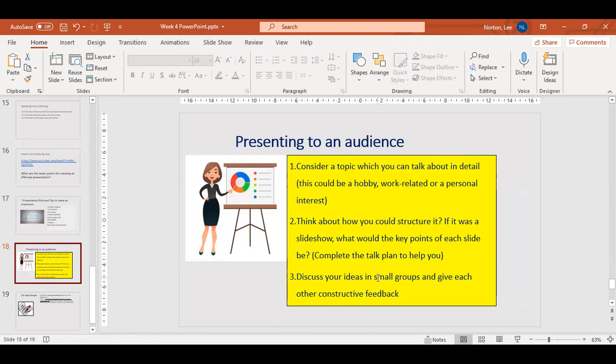Obviously, we're not going to discuss our ideas in small groups today, but you can relay your ideas to me by email and I will get back to you. I'm on leave until Tuesday. I'll be back on a Wednesday. So if you have ideas going and you want to run them by me, feel free to drop me an email and I'll have a look at those.